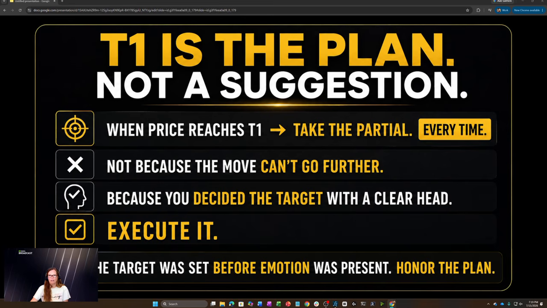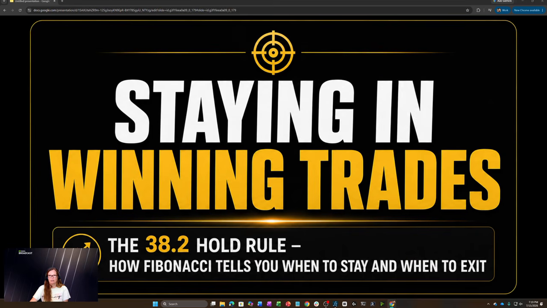Once I have my targets drawn, I do not move them based on what price is doing in the trade. The target is the target. If price is running and it looks like it might go past the 38.2, I still take my partial profits at the 38.2 because that is the plan I made when I had a clear head. In-trade decisions are made under emotional pressure. Pre-trade target levels are not.